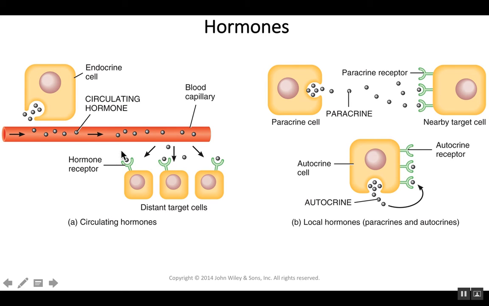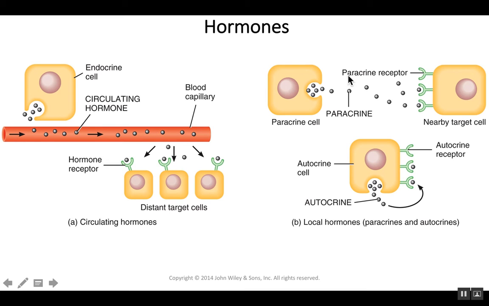And you'll see that this would indicate that the hormone is water-soluble because the receptor is found on the outside or the surface of the target cell. Most of our hormones are circulating hormones.